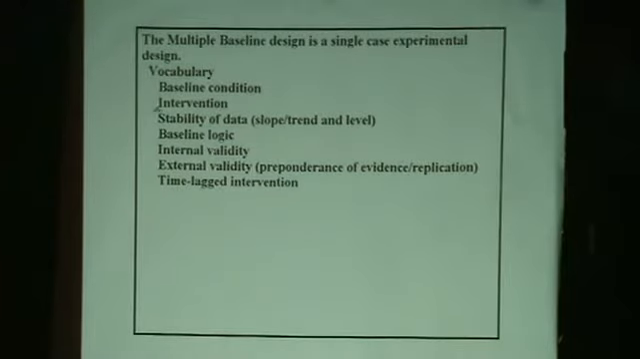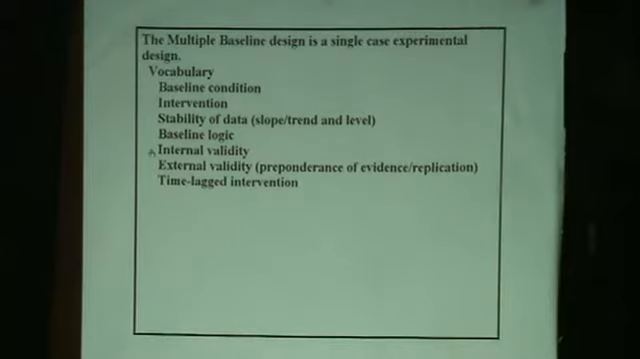Okay, the vocabulary: baseline condition, that is the initial condition where we start to collect data. Intervention, that's the independent variable. Stability of data in terms of its level and trend is very important. As discussed in the ABAB video, baseline logic: when a behavior stabilizes in terms of its level and its trend, we can assume that it has reached its natural level in the environment, and if there is no intervention, the behavior will stay at that level. That assumption is called baseline logic.